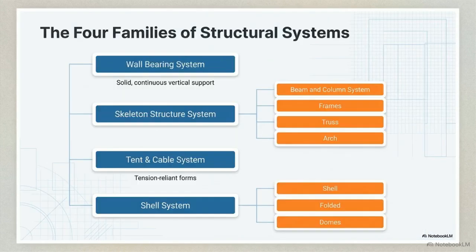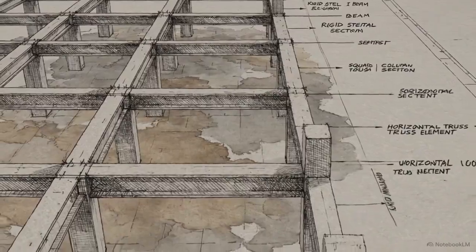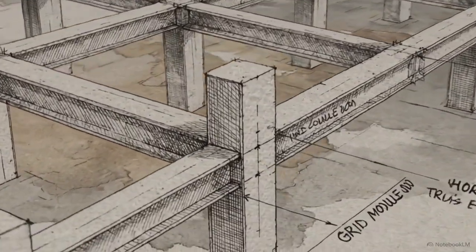This graphic classifies the four overarching families of structural systems available to solve that problem. Depending on the spans required, engineers choose between solid wall bearing systems, tension-reliant tent and cable systems, curved shell systems, or the highly modular skeleton structure. In modern commercial construction, the skeleton structure is the dominant choice. It relies on a distinct, interconnected grid of rigid members to manage the invisible, constant pull of gravity.